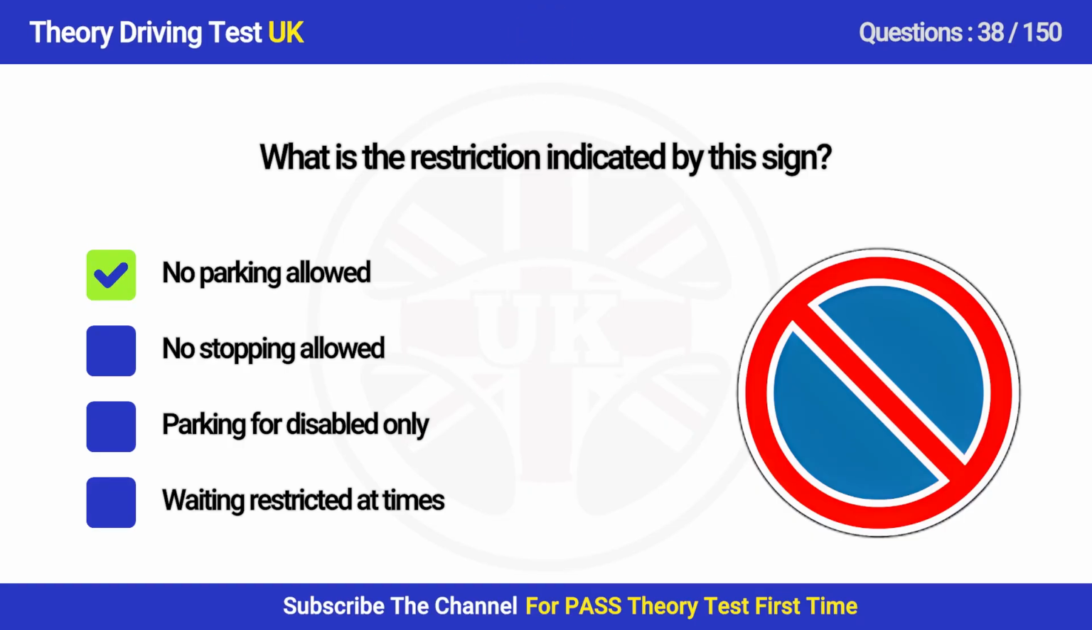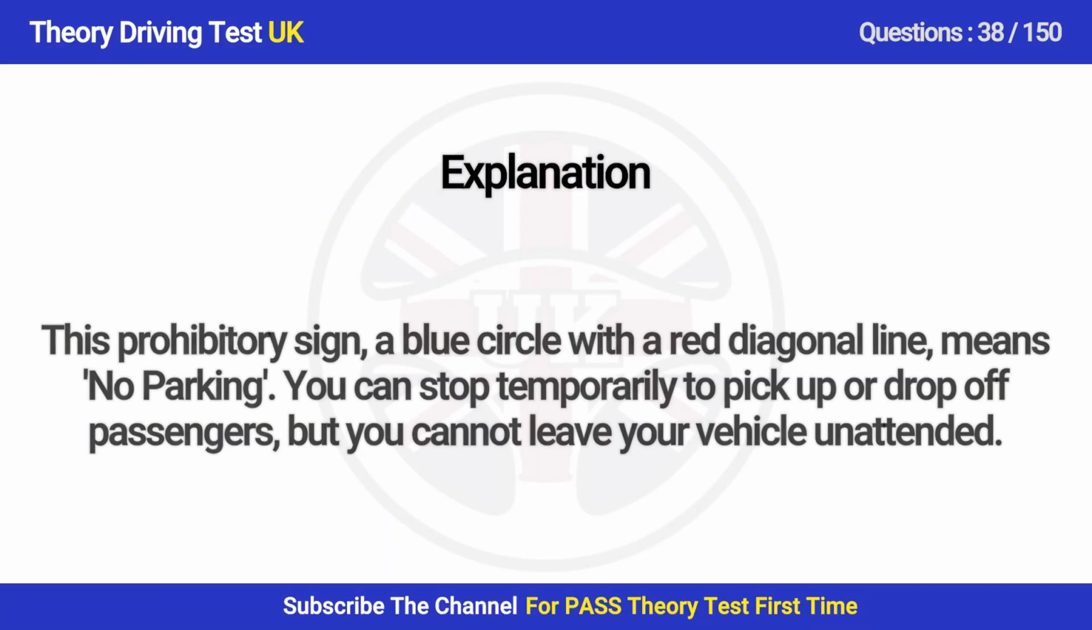Answer is A. No parking allowed. This prohibitory sign, a blue circle with a red diagonal line, means no parking. You can stop temporarily to pick up or drop off passengers, but you cannot leave your vehicle unattended.